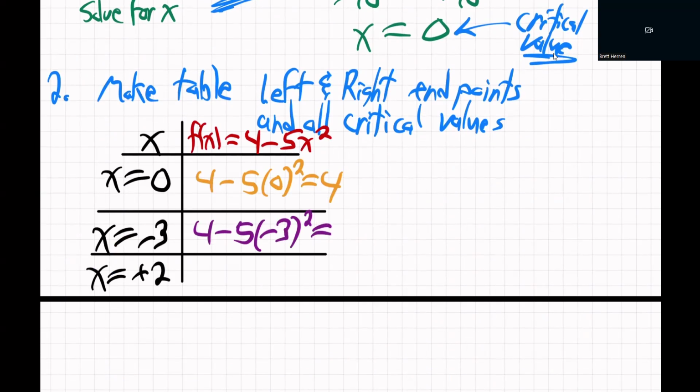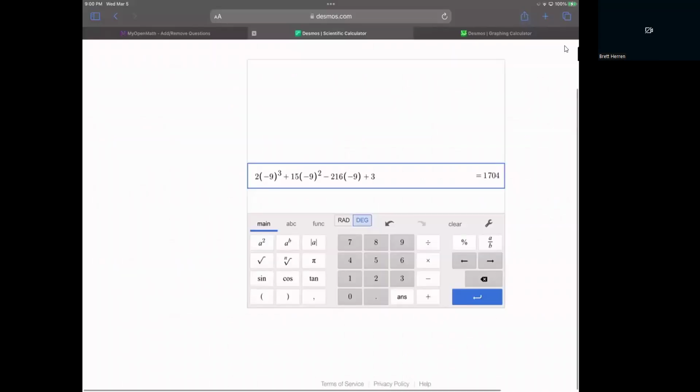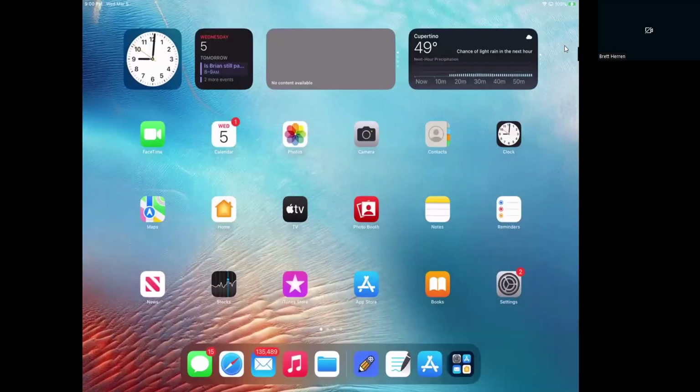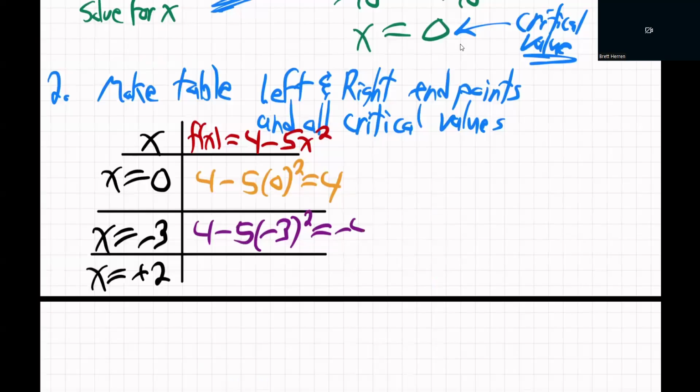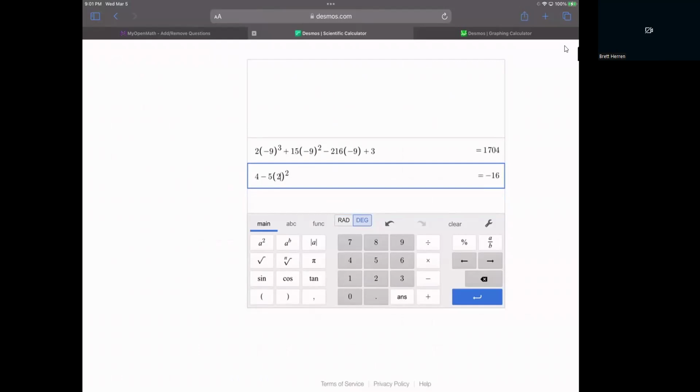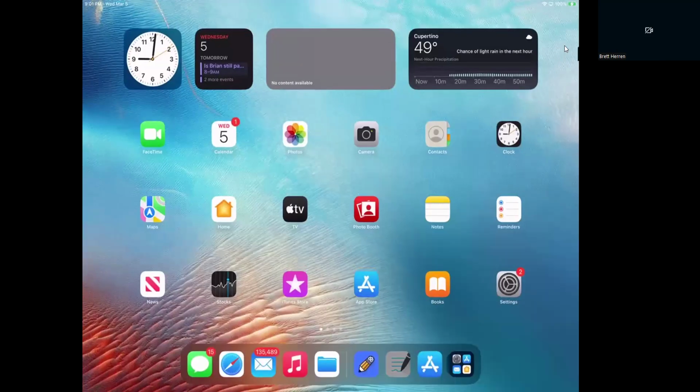You can use Desmos. I'll do it. 4 minus 5 times negative 3 squared. Negative 41. And then last, we're going to go 4 minus 5 times 2 squared. Go to Desmos. 4 minus 5 times 2 squared. What do I get? Negative 16.